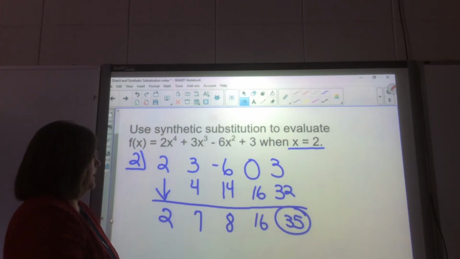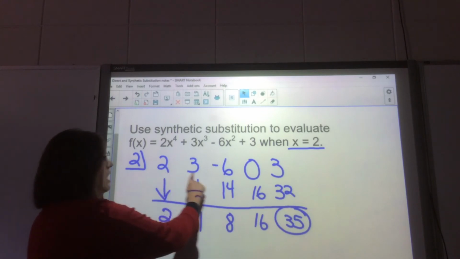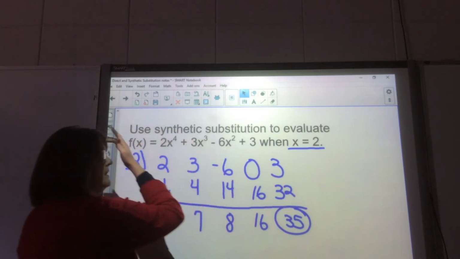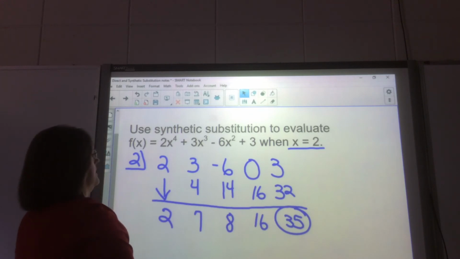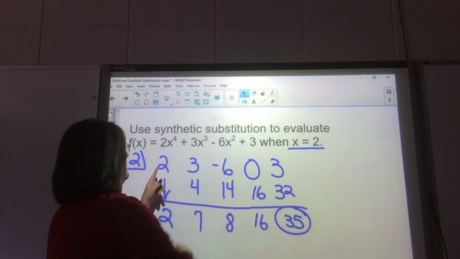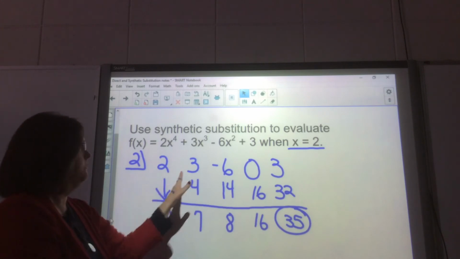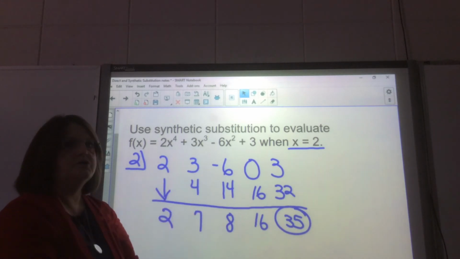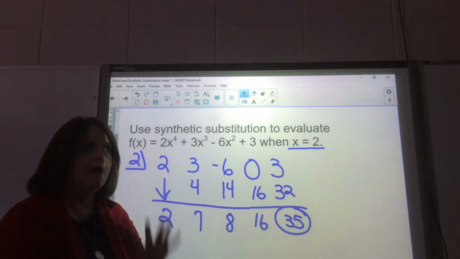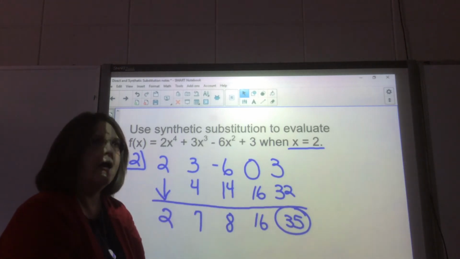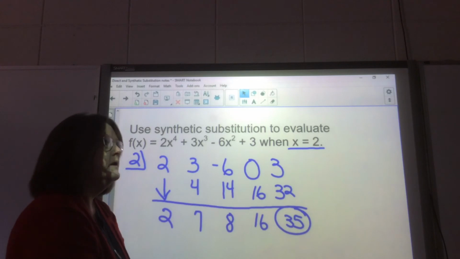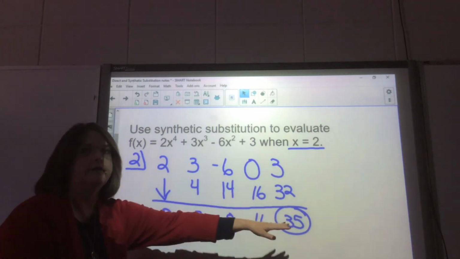So, anyway, you write all the coefficients down. If a term is missing, you must put a 0 in. And then you write this number in the corner, and then you bring down the first number. Multiply, add. Multiply, add. Multiply, add. Bring down the first number. Multiply, add, until you're done.